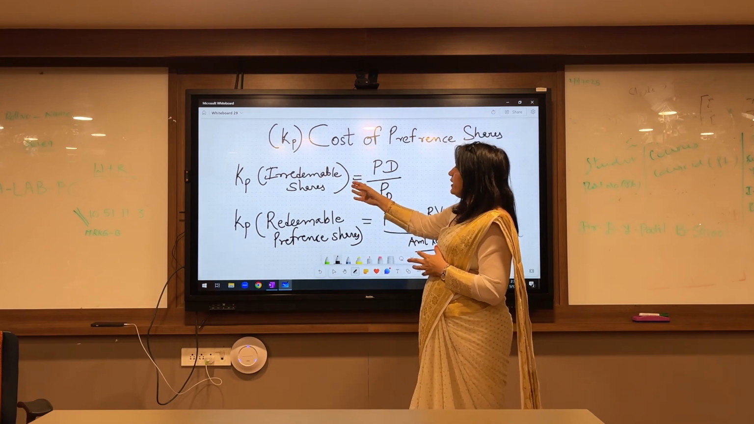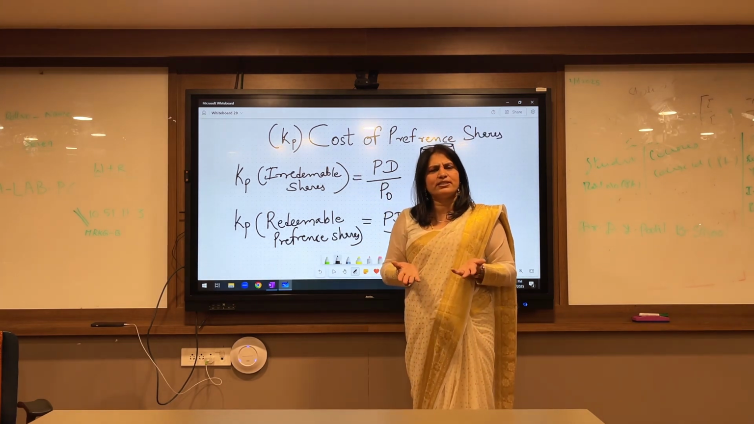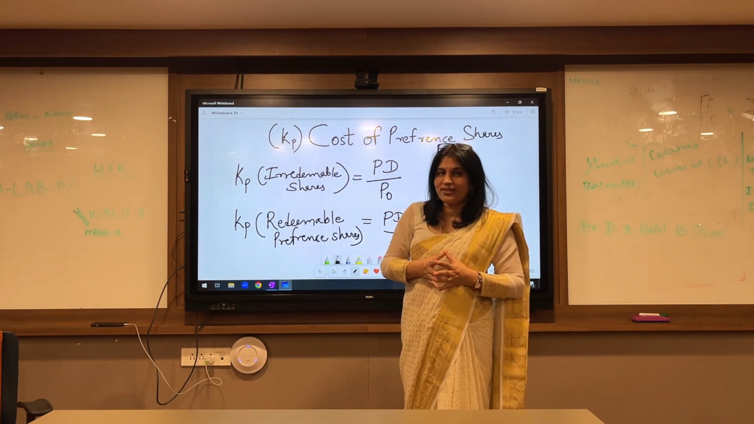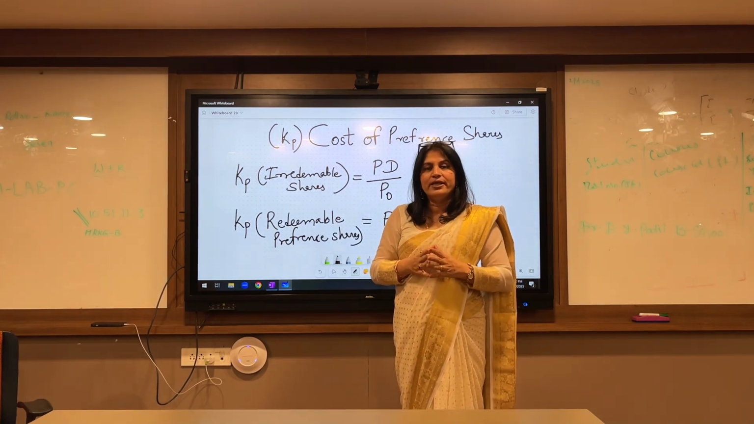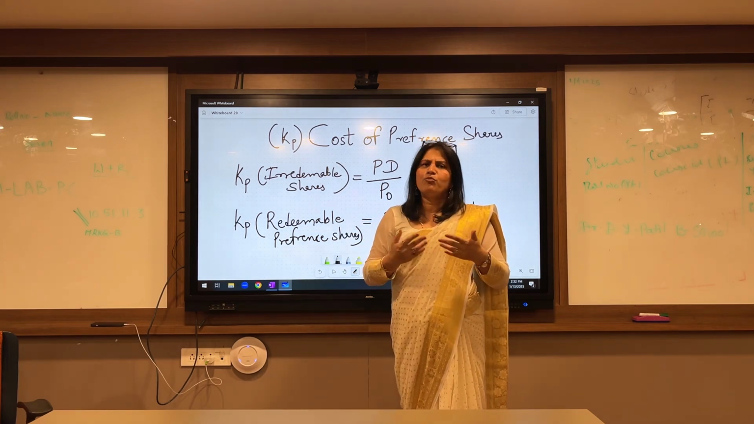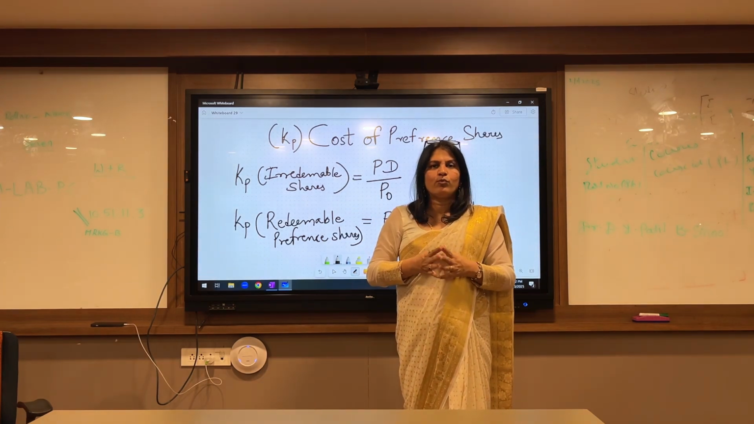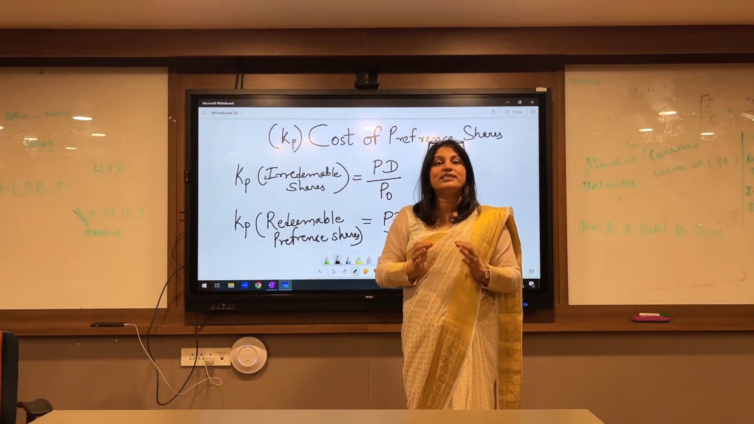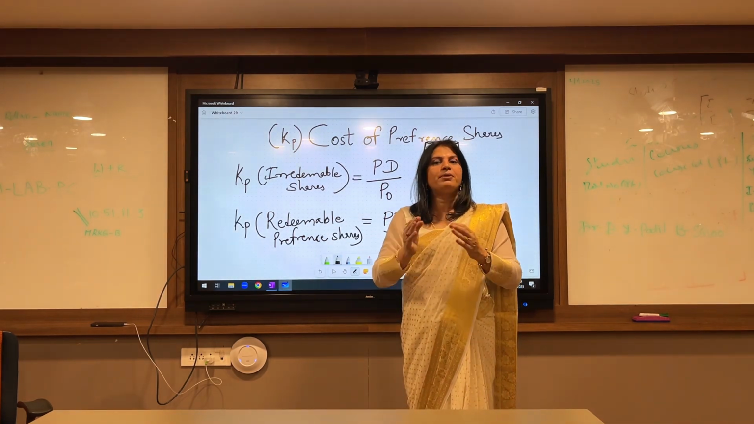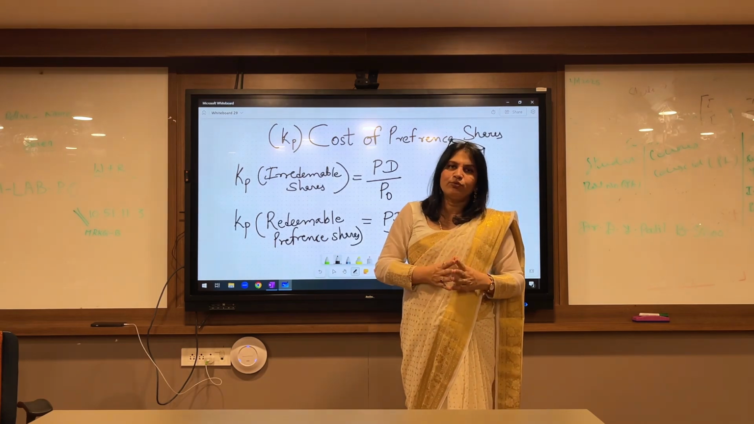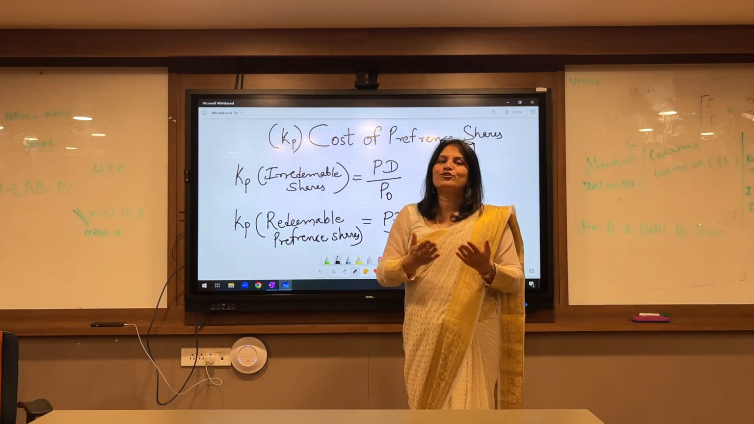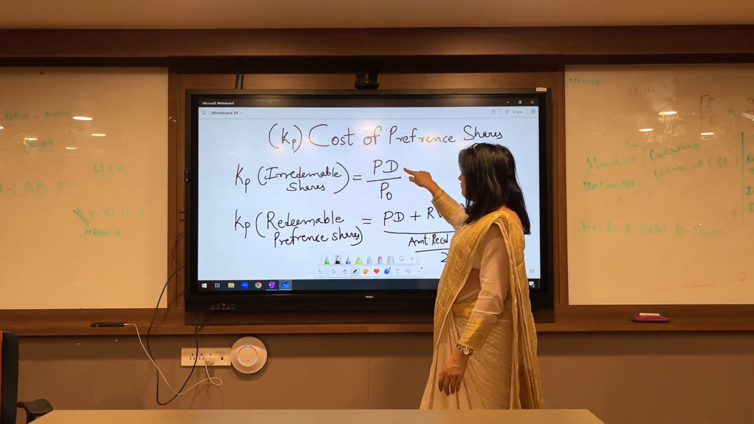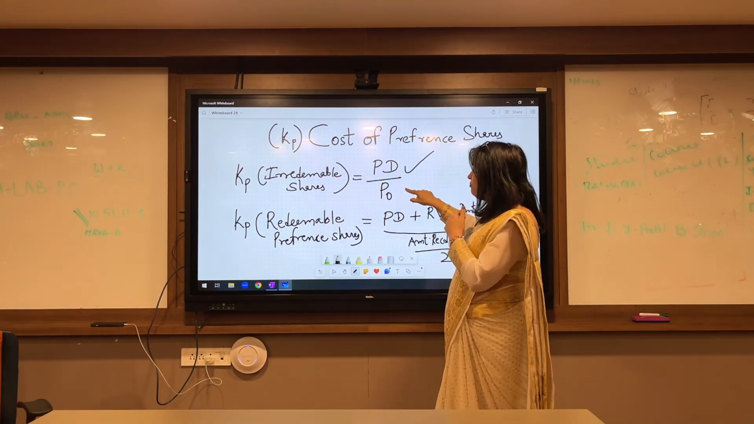Now, when we talk about irredeemable shares, the formula is very simple. What do we pay to the preference shareholders? Do we pay interest? The answer is loud and clear, no. Interest is paid on debt. Then what is paid to the shareholders or what is paid on share capital? So on share capital, what the company pays is dividend. And the dividend paid to preference shareholders is known as preference dividend. So the formula is very simple. For irredeemable preference shares, preference dividend upon P0.